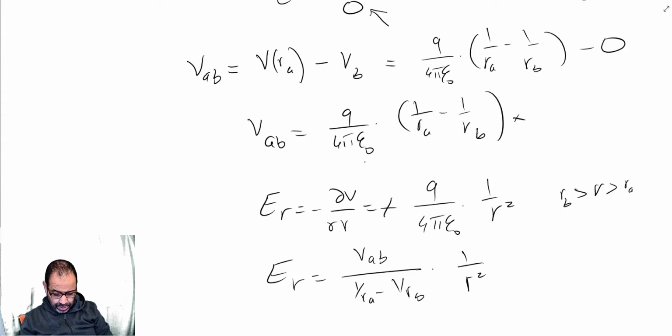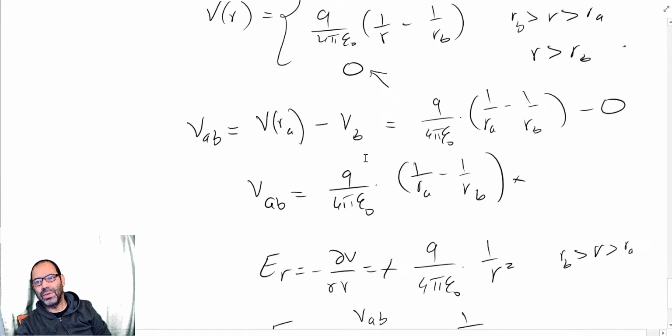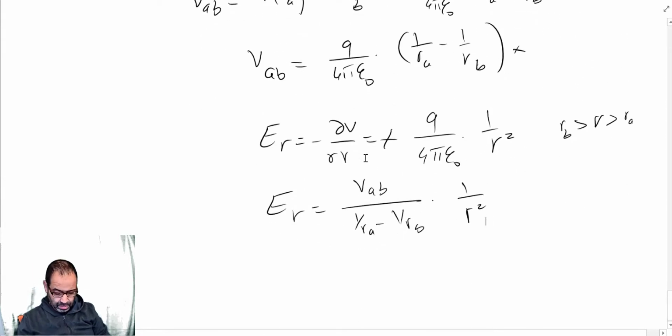Use equation 23.23 and part of it to find the electric field that points outside of the sphere at center R. Okay, if we take the derivative of this potential for R greater than RB, and the same derivative, by the way, this one, and to show that the electric field is 0. So the derivative of 0 is 0, so there is no point of really doing this part.